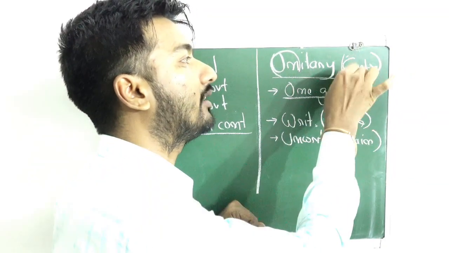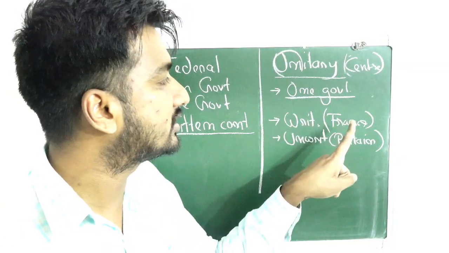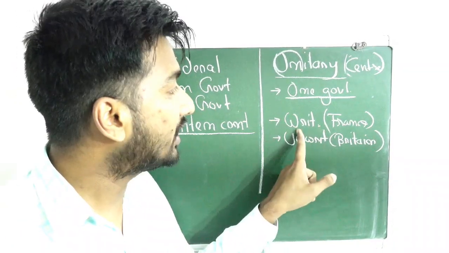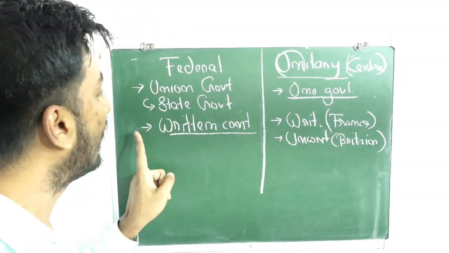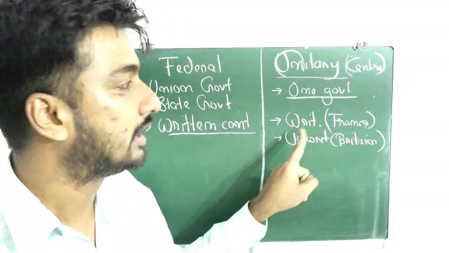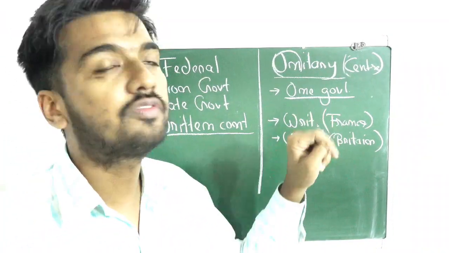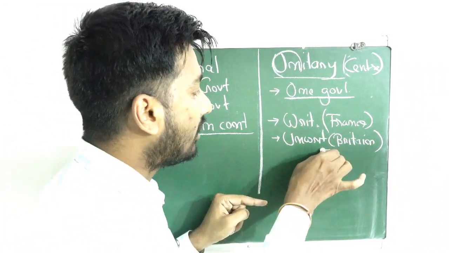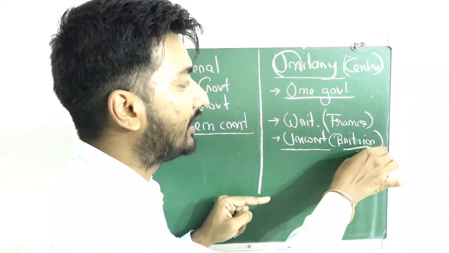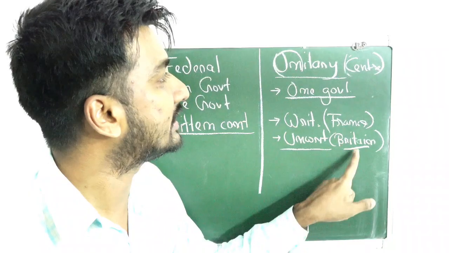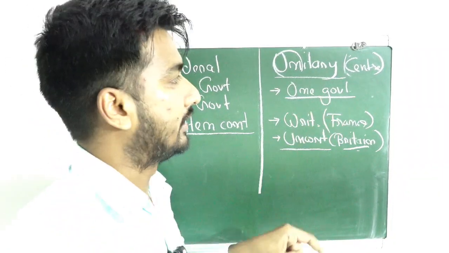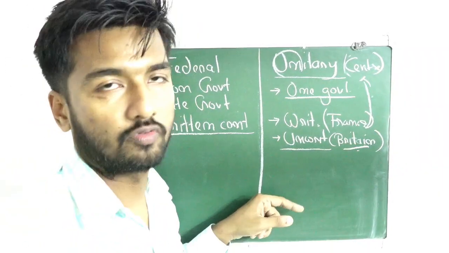The center makes laws, everything. It controls France as a country, but it has a written constitution. They have a written constitution like a federal government, but France is a unitary form of government. And unwritten is Britain. Britain has an unwritten constitution, but it is a unitary government. It follows the unitary system of government.